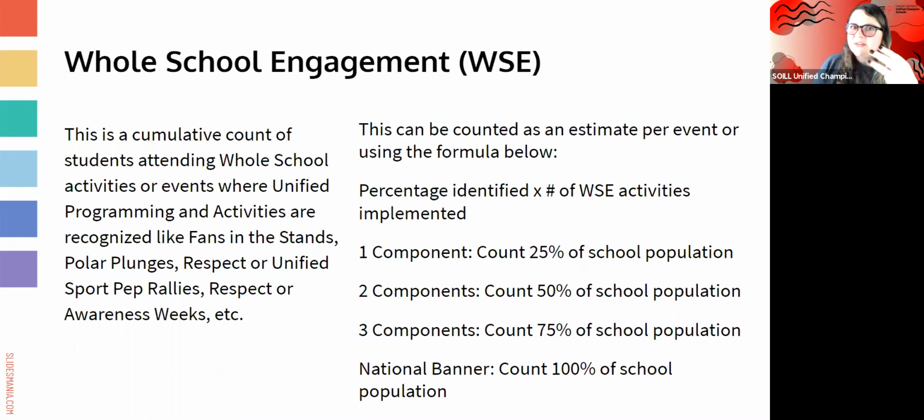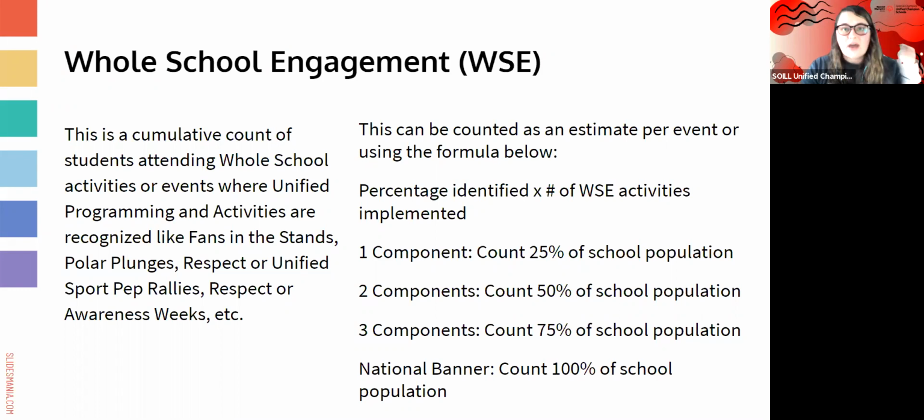So they try really hard to make this as easy as possible for you. If you are a national banner recognized school, you would be 100% of your school population for every single event. If you are a 1-component school, which we have very few, it would be 25%, 2 components would be 50%. So it gives us a rounded number of how many students are actually getting something out of that experience based on full implementation across the board.